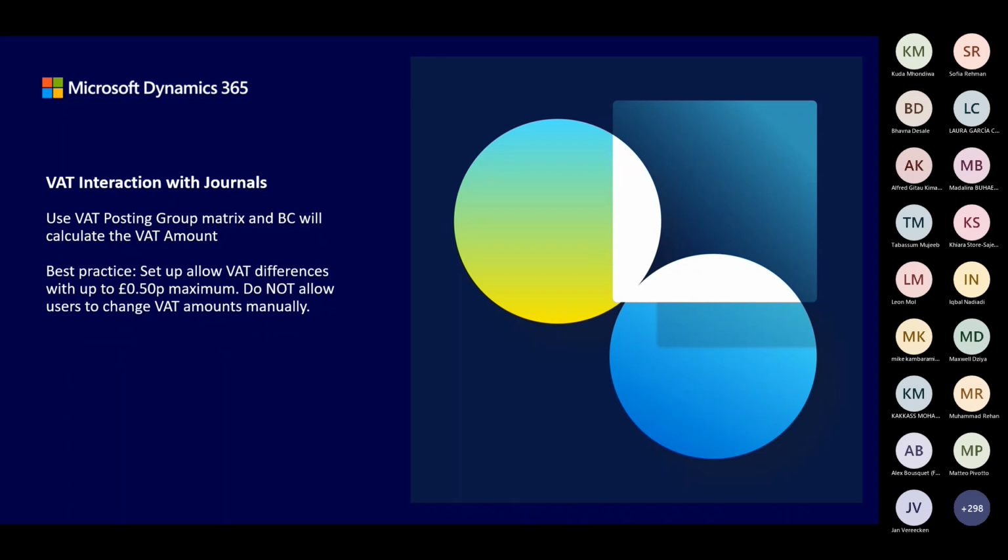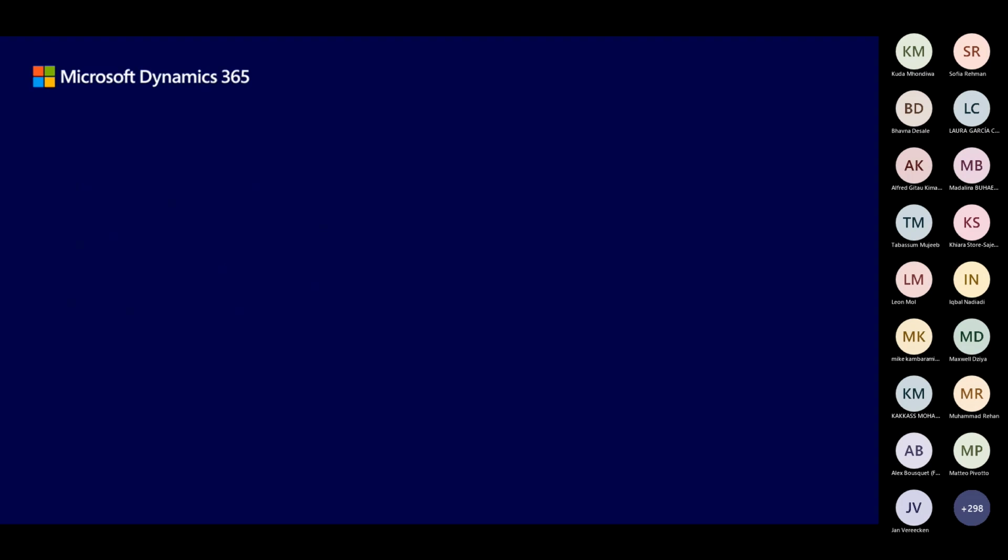So here we want to make sure with the VAT, you will always use the VAT posting group matrix so that Business Central will calculate the VAT. And never allow users to change the VAT amounts manually. I'll show you this VAT difference setup. Because with purchase invoices, when the supplier sends you an invoice, sometimes the VAT might be 1p different. If you do not allow this difference, then your user cannot change that 1p difference.